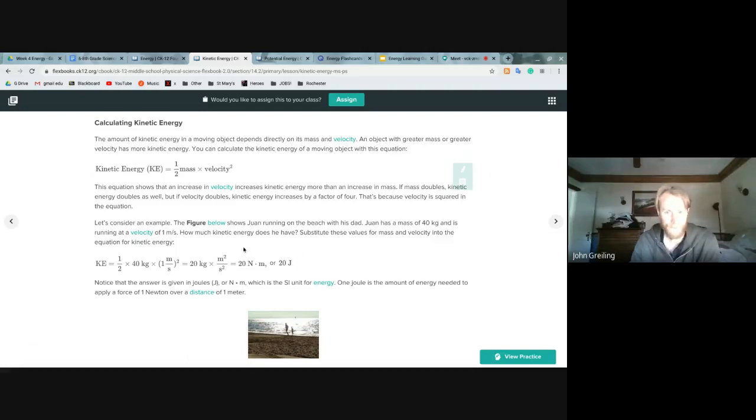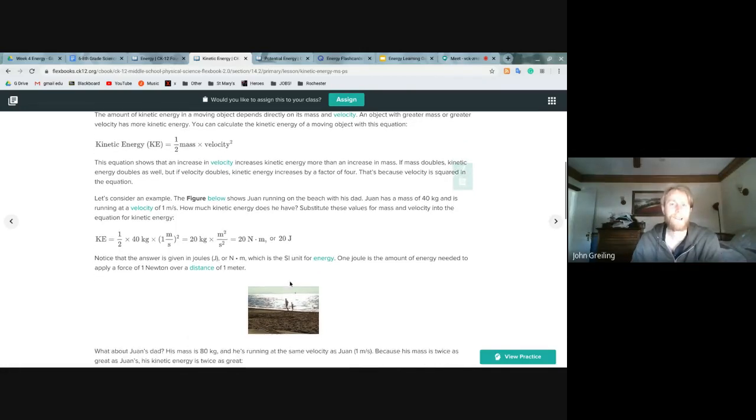Okay. How much kinetic energy does he have if he's running at 1 meter per second? We plug those values in, his mass, his velocity. It looks like a lot here, but it's actually just half of 40, which is 20, times 1. So at the end, we get 20 joules, always a capital J too.